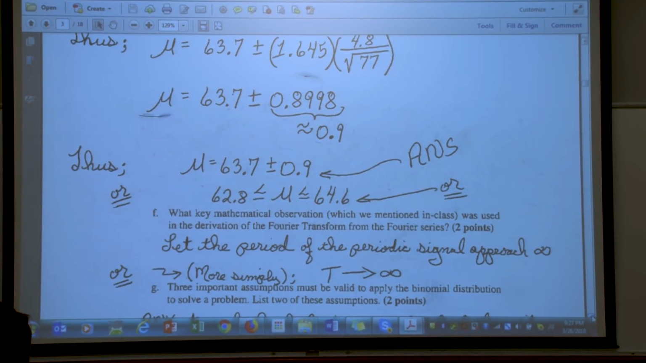Three important assumptions must be valid for the binomial distribution to be applied in a problem. What are these three assumptions? I only asked for two, but come on, we're here on a Monday night. We're going to bang this out. What are the three things? Ryan, give me at least one. Right, we have independence, so you have a series of n trials. Each trial must be independent. Good. What's another one?